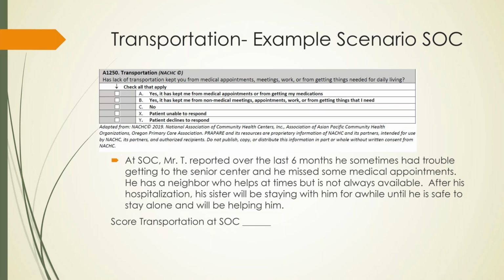Wouldn't appointments in B also cover the medical appointments? No, they're specific. Appointments in B would be some kind of social appointment or something that he had, okay? What they're getting at is they specifically want to separate anything like medications, pharmacy, that kind of thing from your social stuff, okay?